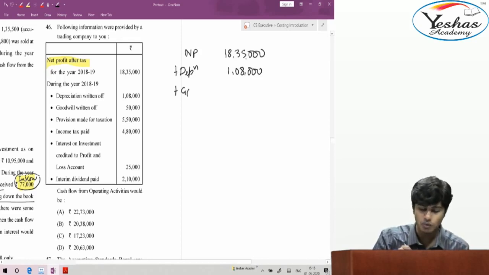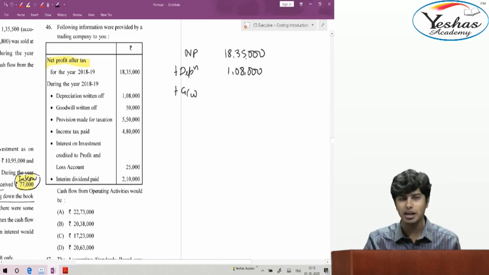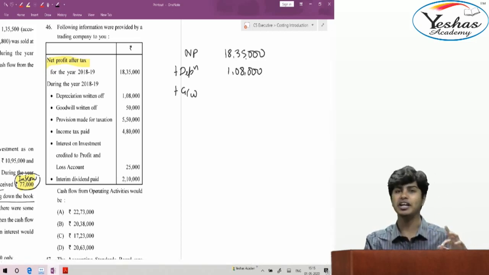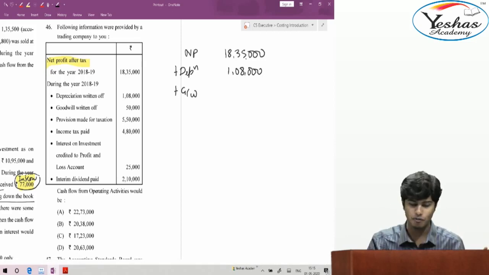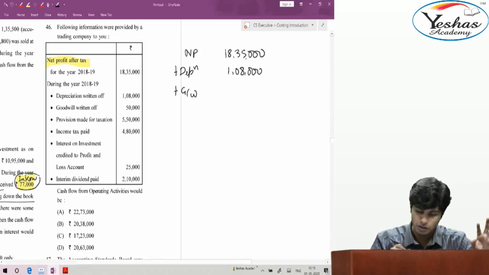Second one, goodwill written off. This is a non-cash activity again. When goodwill is written off, you need not pay cash, but it is debited to P&L, which has decreased my cash profit. So in order to find cash profits, I'll add it back to my profits. It's an expense wrongly written to the P&L account, a non-cash or non-operating item debited to the P&L account. So I'll write 50,000 plus.